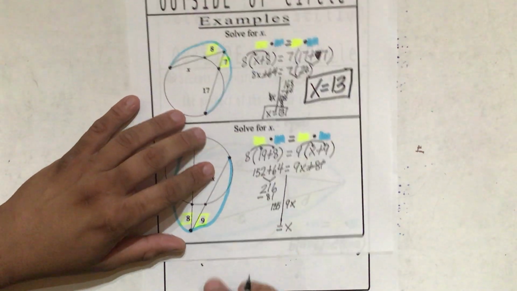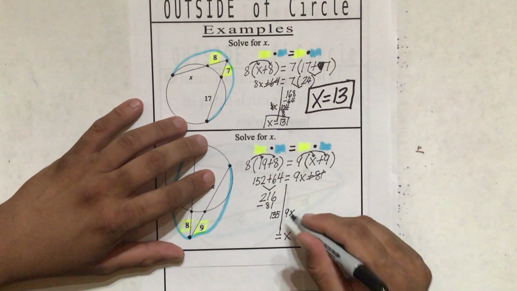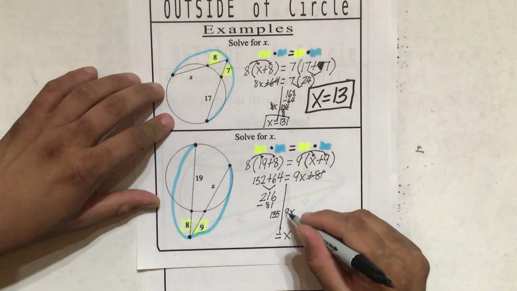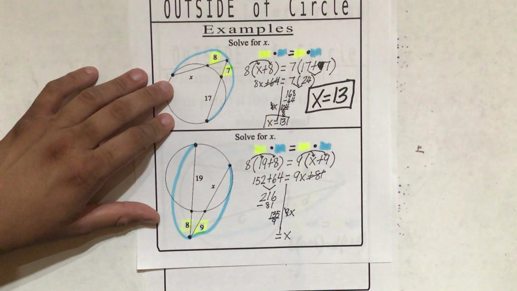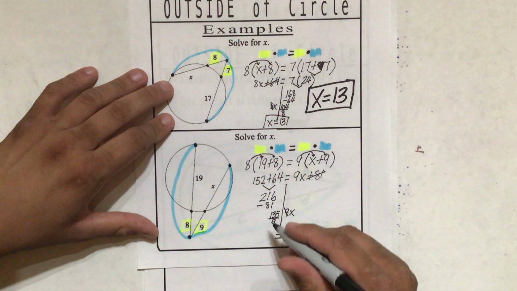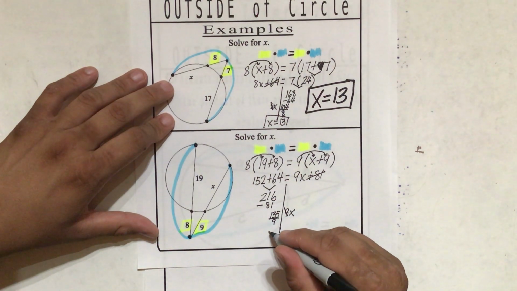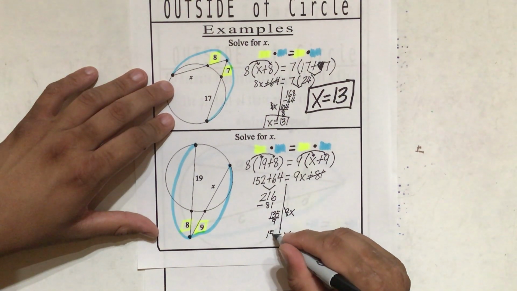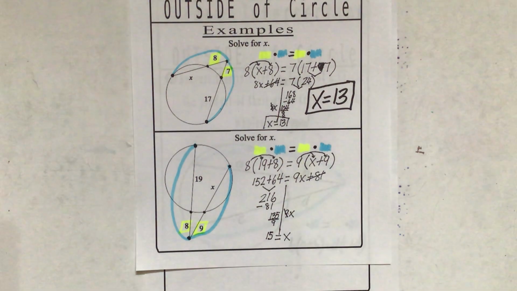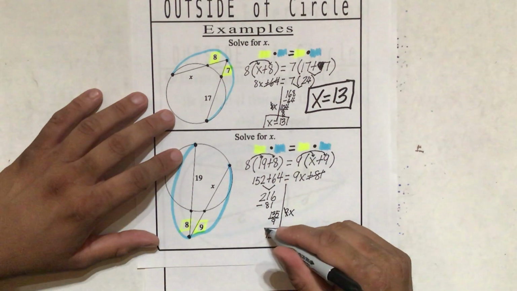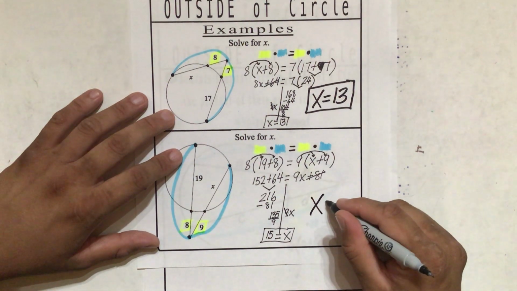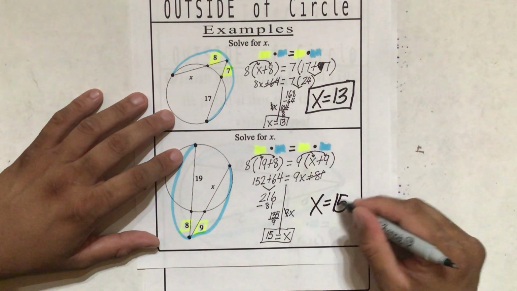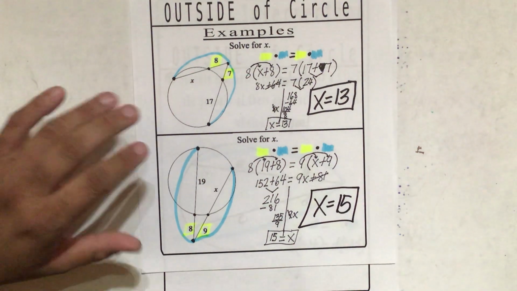Now, 9x means 9 times x, so the opposite of multiplying is dividing. And 135 divided by 9 is 15. So 15 is equal to x. So my solution was x is equal to 15. Look at that.